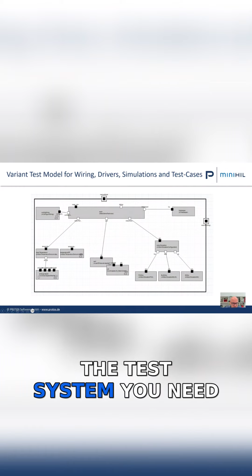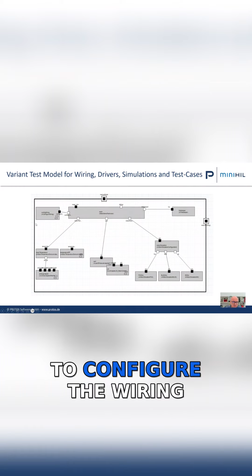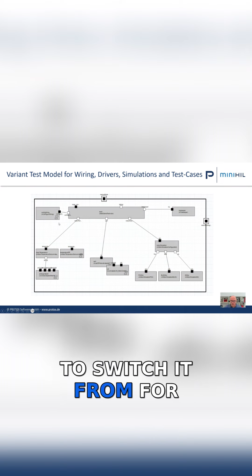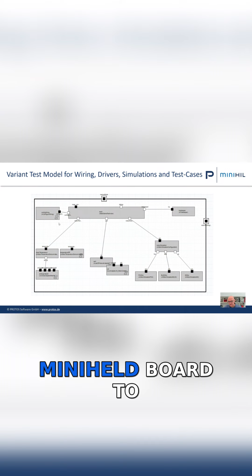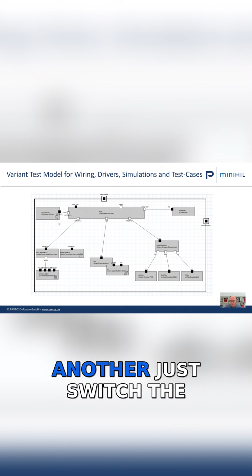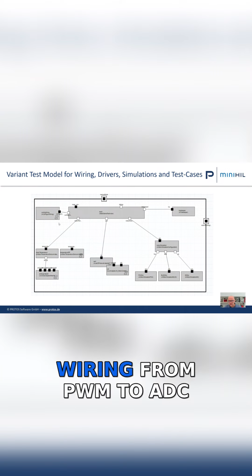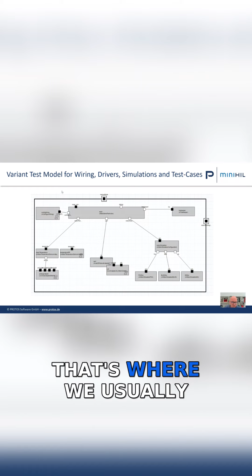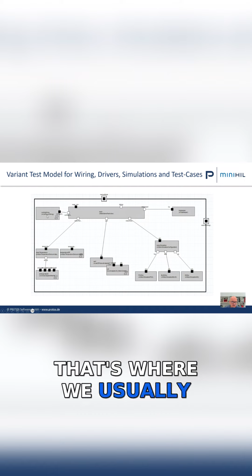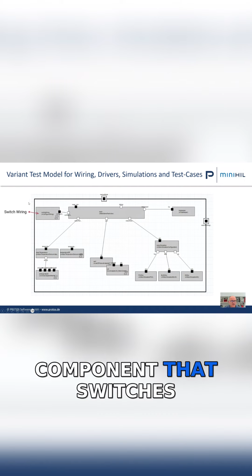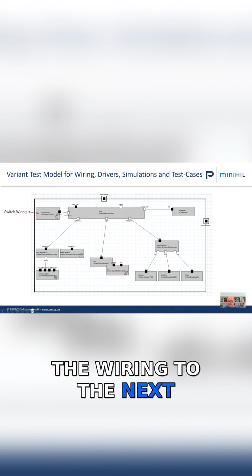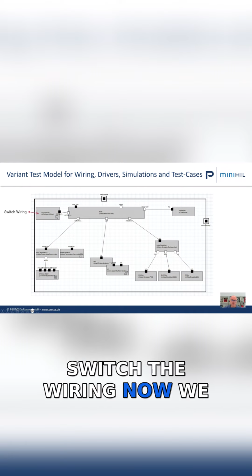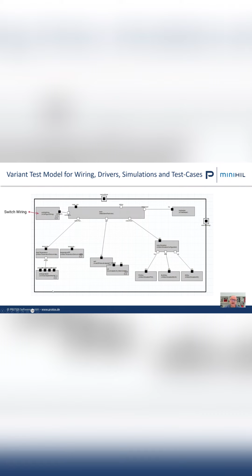In the test system, you need to configure the wiring, so the hardware wiring, to switch it from, for example, one mini-hill board to another, or just switch the wiring from PWM to ADC. That's where we usually use a little software component that switches the wiring to the next variant. So we configure the variant. First, we switch the wiring. Now we have the right wires attached.